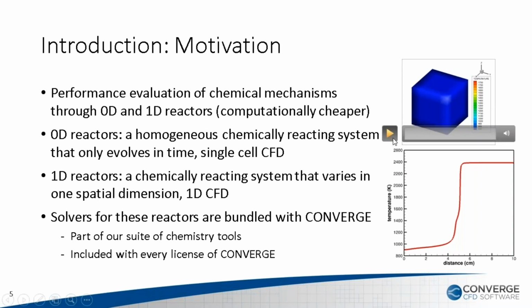I have an animation of a single-cell CFD here on the left. Here you can see it's basically a single box, and everything just evolves in time, and there's no inhomogeneity in space. A 1D reactor is similar to the 0D reactor, but now we have it in one spatial dimension. You can think of 1D CFD. Shown on the left here, we have a result of a 1D propagating premixed flame, and the temperature is a function of distance, x distance.